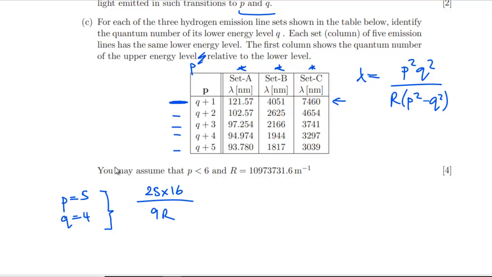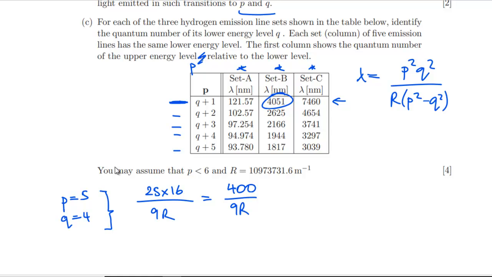25 times 16 is going to be 400. So 400 over 9R. Just stick that into the calculator and see if it comes up with any of these numbers. And yeah, it does. It's come out of this one. Right, so that's going to be B then.